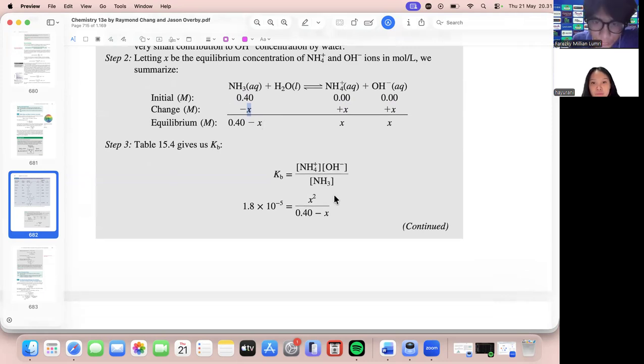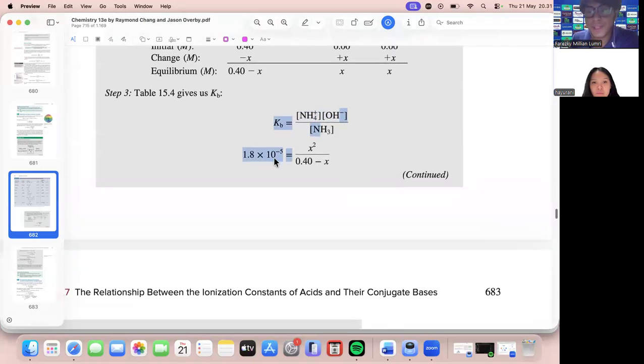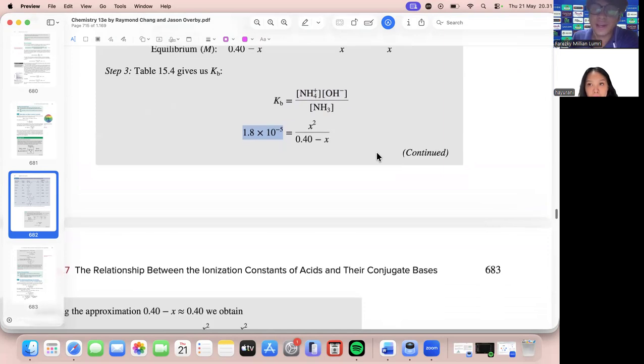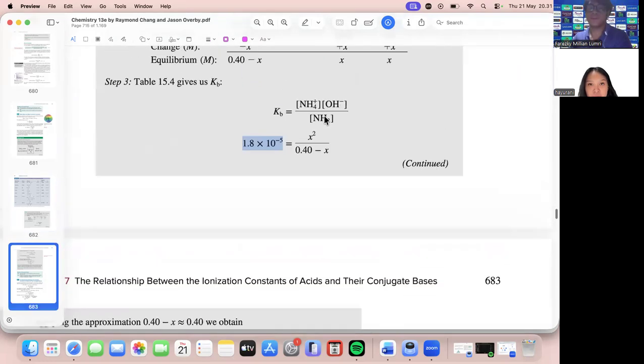Then we put this into the formula, which is Kb equals NH4 times OH over NH3. If we write it, Kb equals x times x, which is x squared, over 0.4 minus x, because that's the ammonia Kb. And as we know before, the Kb is 1.8 times 10 to the power of -5.